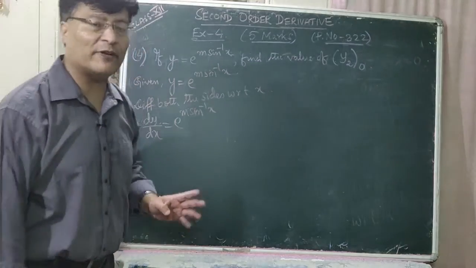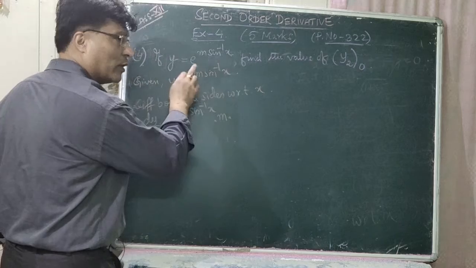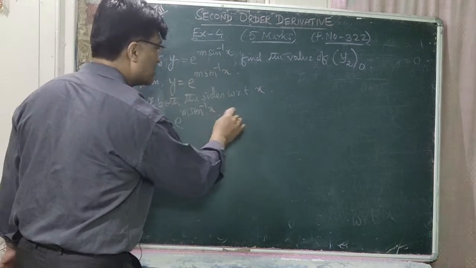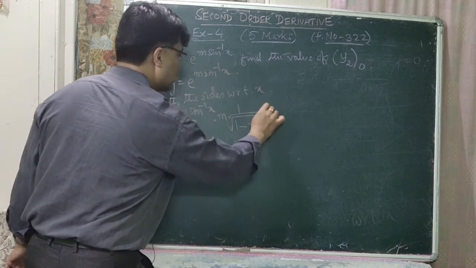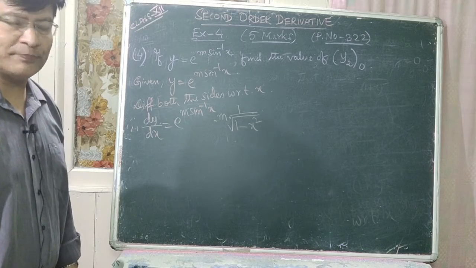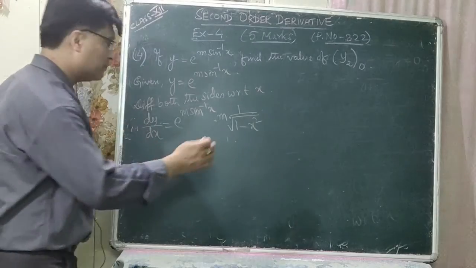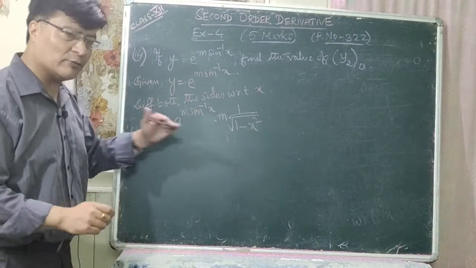So in this case, m sine inverse x is assumed as x. So what is this differentiation? It is into m into, what is the differentiation of sine inverse x? It is 1 upon root over 1 minus x square. So is that clear to all of you? So I think you have understood it. Okay. So now what will you do now? So again you have to differentiate both the sides with respect to x. But before that you simplify it.